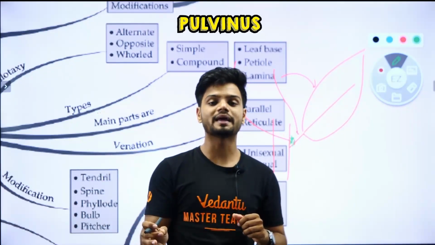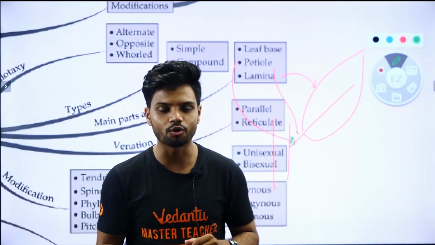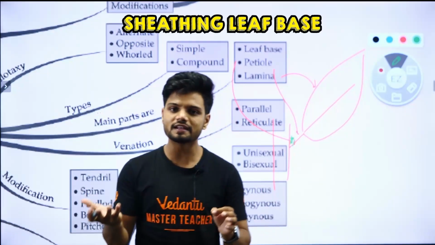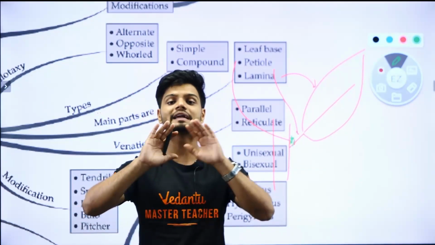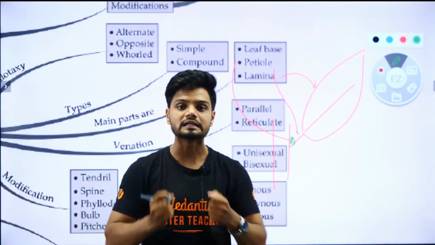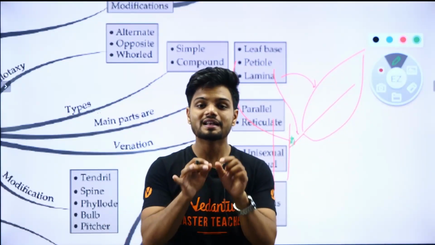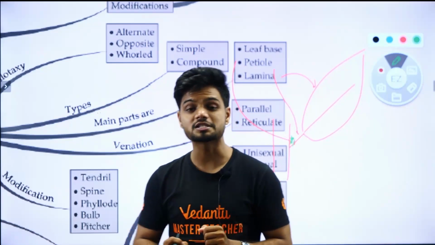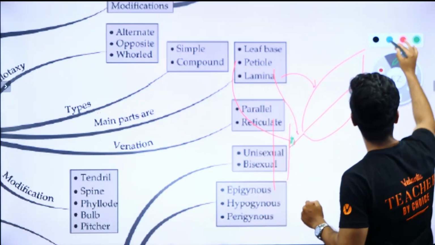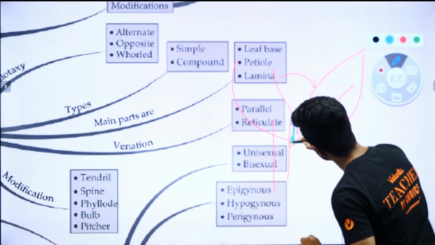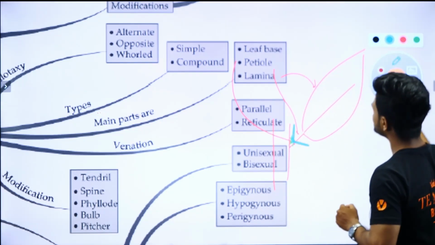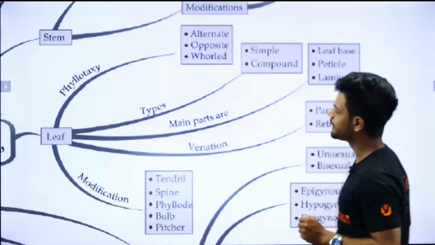The same leaf base in the case of monocots can be different, called sheathing leaf base, in which the leaf base can completely or partially cover the entire stem. The same leaf base can also have leaf-like structures called stipules. In this region, we can have leaf-like structures called stipules here. Two stipules. That is your complete main parts of the leaf.